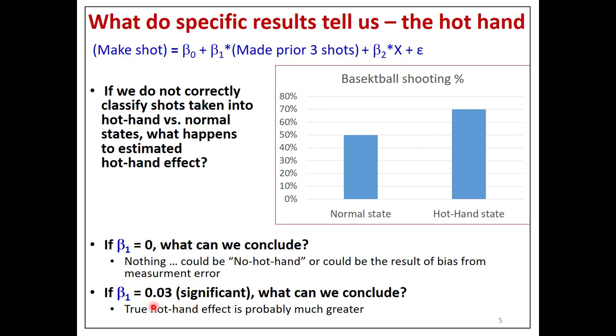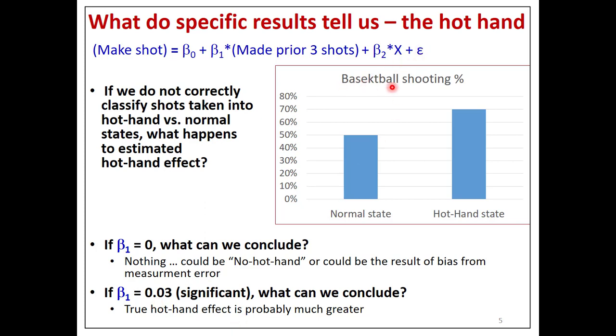I did something like this in a past study, and I found a coefficient estimate of around 0.03, which was significant, meaning a 3 percentage point increase in the probability of hitting a shot if you're in the hot hand state as I defined it. What that probably tells us is that there's still going to be some measurement error, so I would say the hot hand effect is probably much greater than 3 percentage points. I'm almost certainly misclassifying people, and that's going to drive the estimate towards 0. So this 0.03 is probably indicative of something much larger.